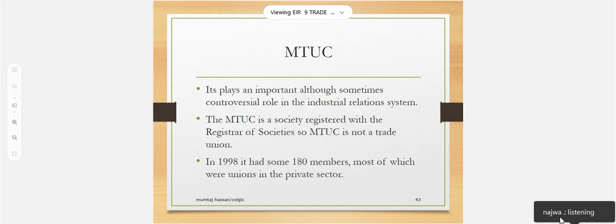And maybe you have heard about MTUC. MTUC is not a trade union, but a society registered with the Registrar of Societies. This is something that plays a controversial role in industrial relations in Malaysia. It will have members, mostly from the private sector.